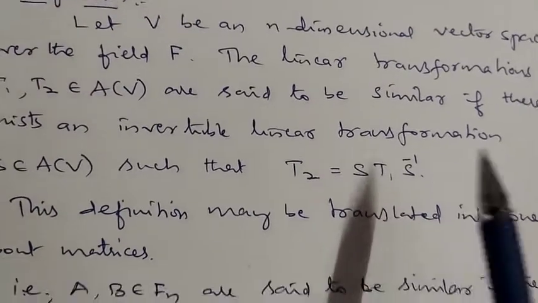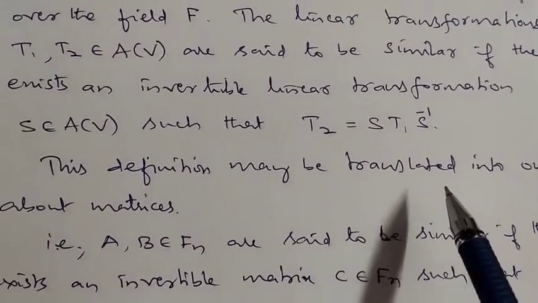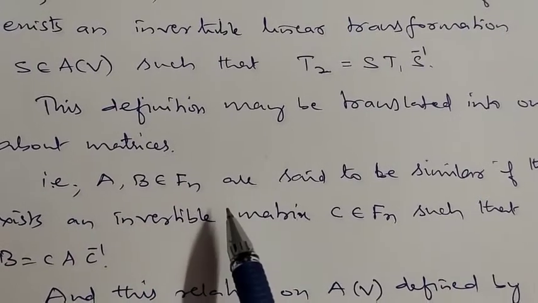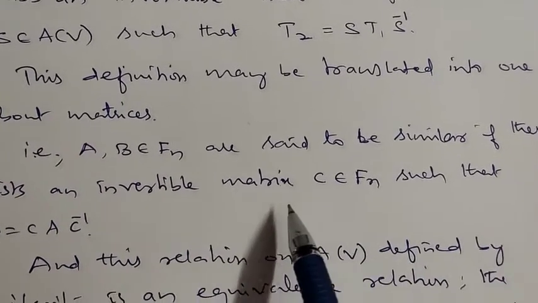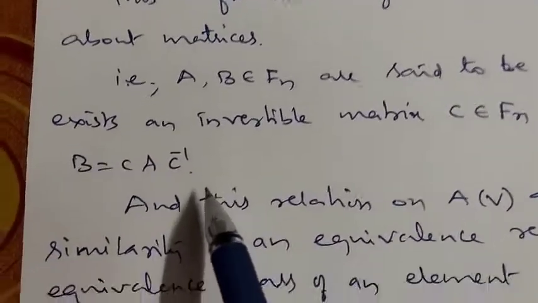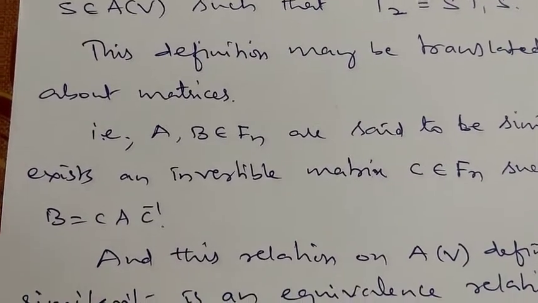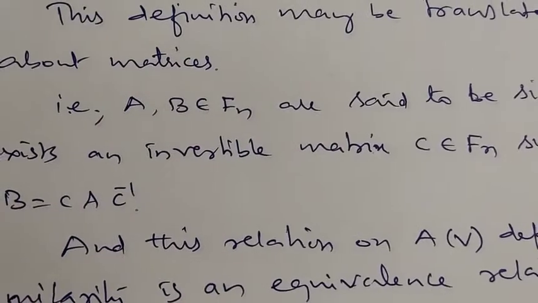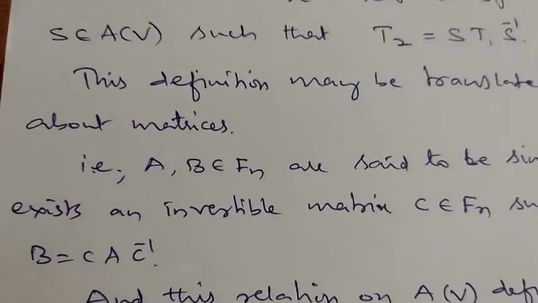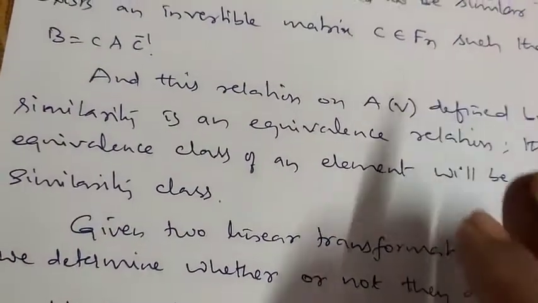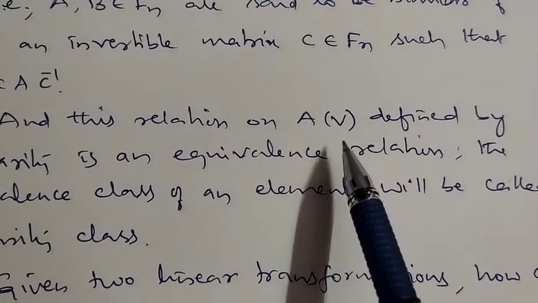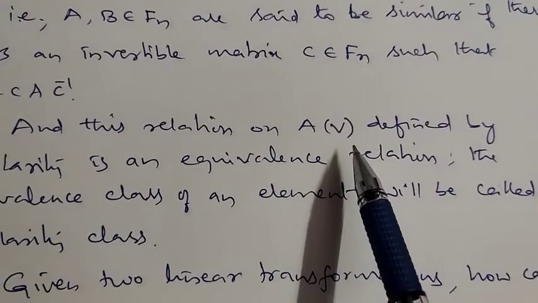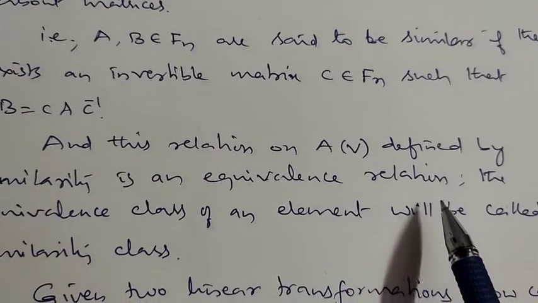Okay, so now this definition may be translated into matrices also, because we say the two matrices A, B belonging to Fn are said to be similar if there exists an invertible matrix C belonging to Fn such that B can be written as C A C inverse. Now, if we define this relation of similarity on the algebra A of V, then this relation becomes an equivalence relation.